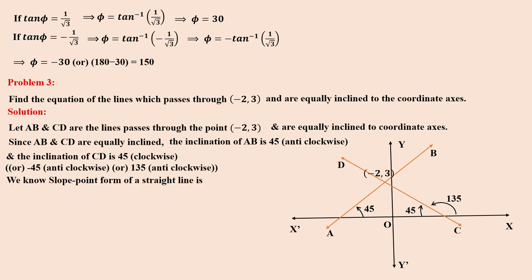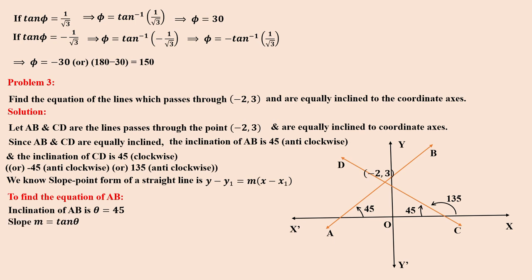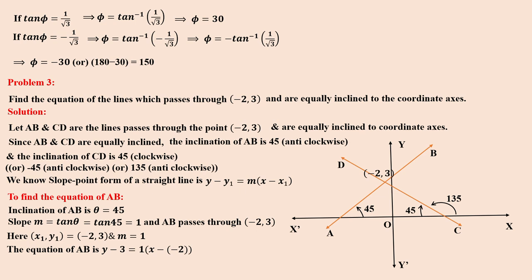So we know the slope point form of a straight line is y minus y1 equal to m into x minus x1. To find the equation of AB, here theta is equal to 45. So the slope of that line, m, is equal to tan theta, tan 45, which is equal to 1. And AB passes through minus 2, 3. Therefore, the equation of the line is y minus 3 equal to 1 into x minus minus 2. Here x1, y1 is minus 2, 3, m equal to 1. After simplification, you will get x minus y plus 5 equal to 0. This is the equation of AB.